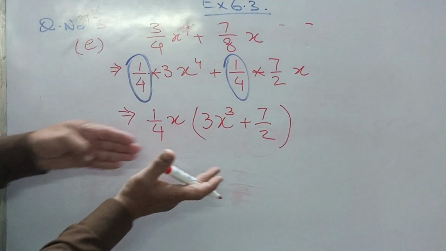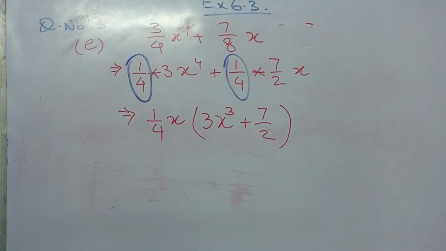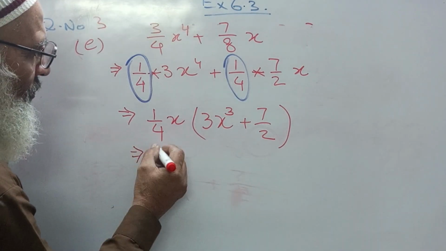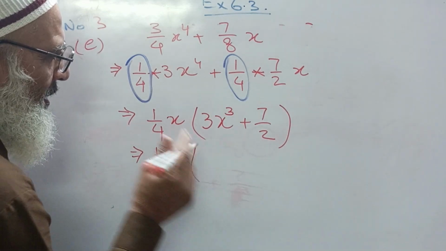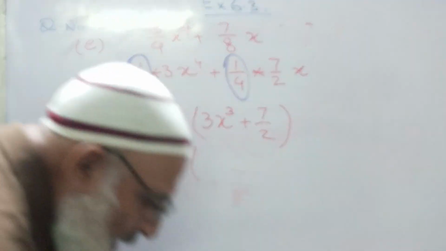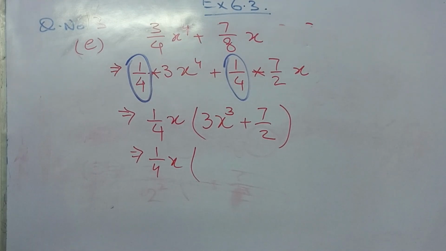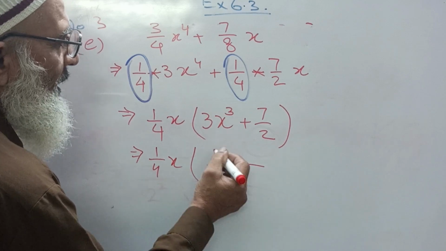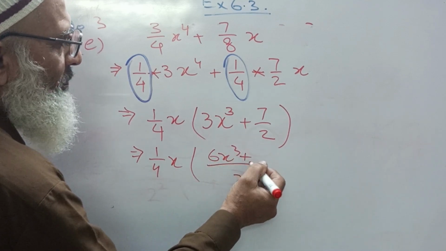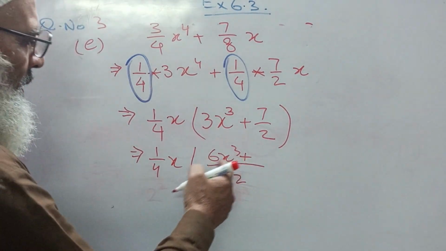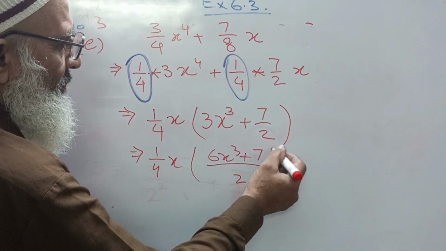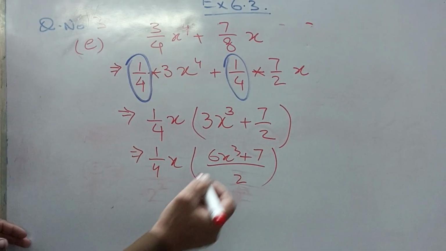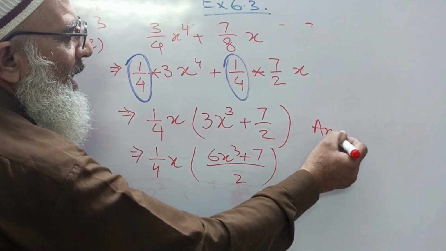Now, if we refine this, it will become 1 by 4 x, because it is factorized as fully as possible. The question is factorize as fully as possible. So it will become 1 by 4 x, then 2 and 6x cube plus 7. Okay. Now you see, stepwise, the answer may be this.